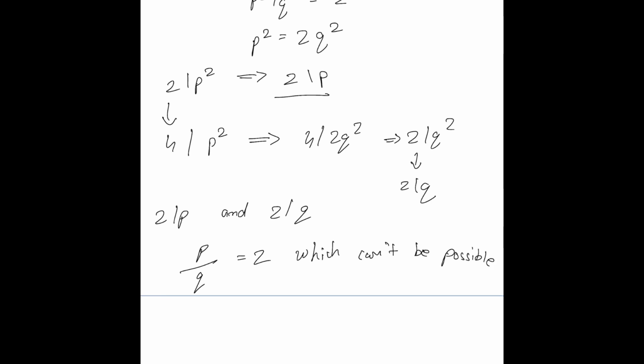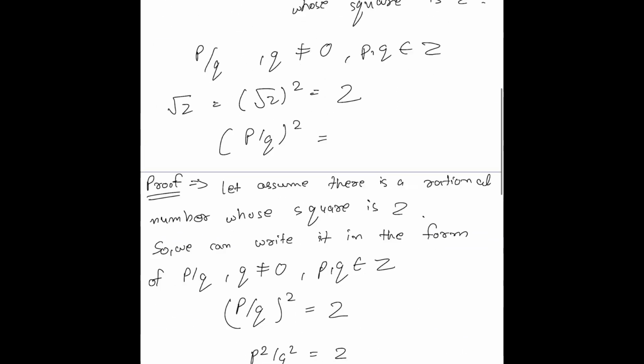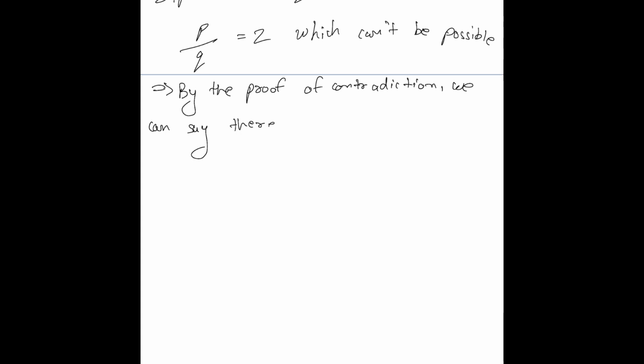So by the proof by contradiction, we can say that there is no rational number whose square is 2. Okay, so this is this one.